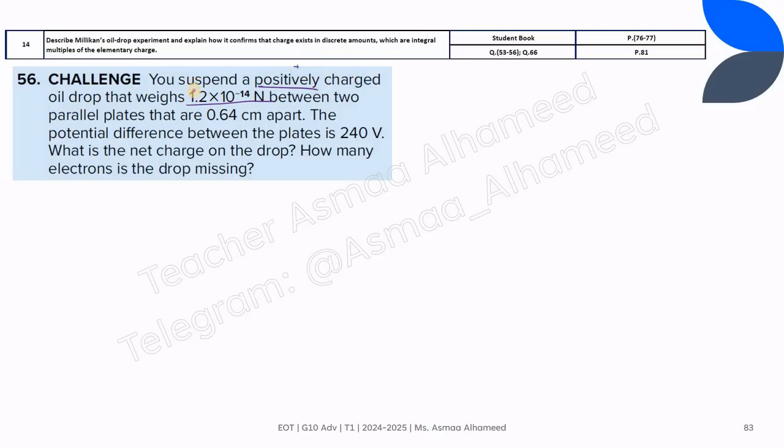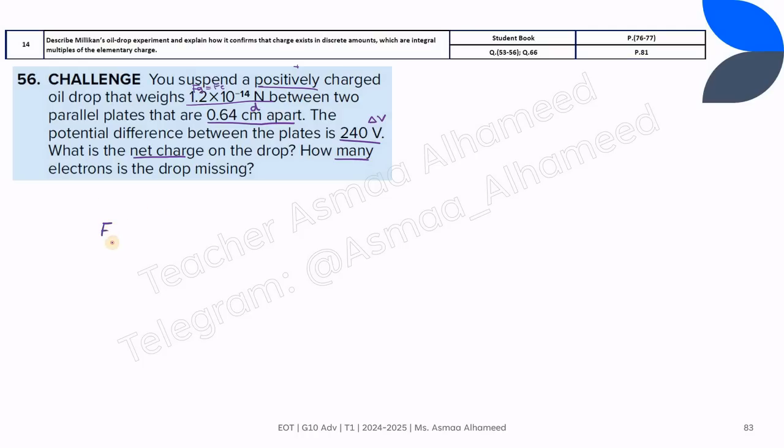Next we have, you suspend a positively charged oil drop that is weighing this much, so this is Fg, which is the same as Fe, between two parallel plates that are 0.64 centimeters apart. So this is the distance we will need to calculate the electric field. The potential difference between the plates is this much, so this is delta V. What is the net charge on the drop, and again how many electrons is the drop missing?